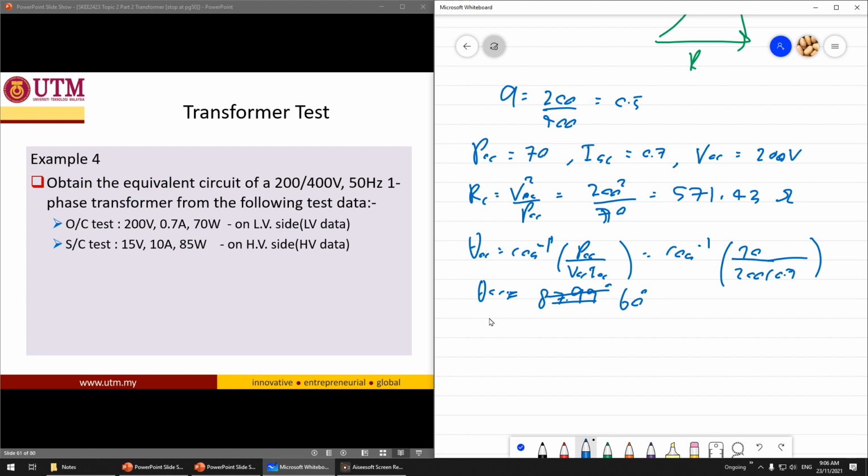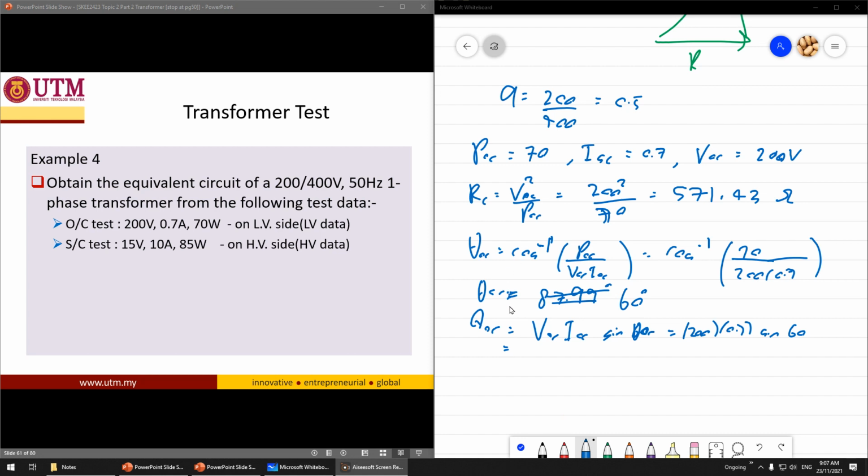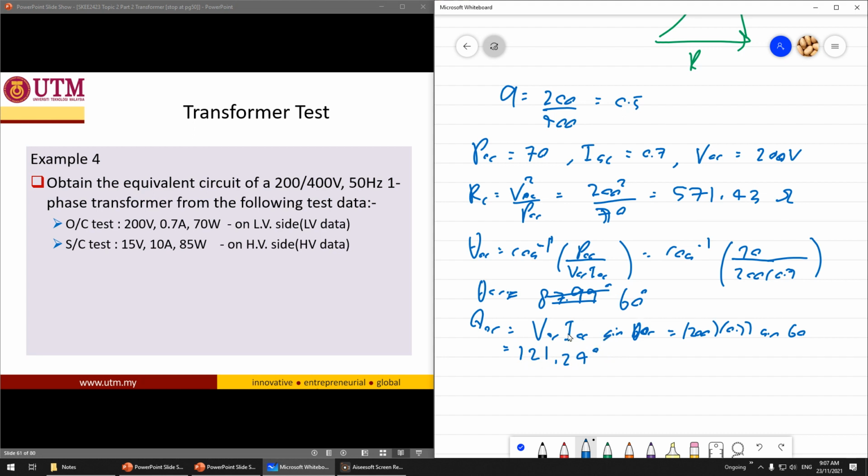Okay, and lastly you have to calculate Q first. QOC is equal to VOC IOC sine theta OC, sine 60 degree. Okay, so use your calculator. 200 times 0.7 times sine 60. Okay, so let me use the calculator. So 121.24 VAR.